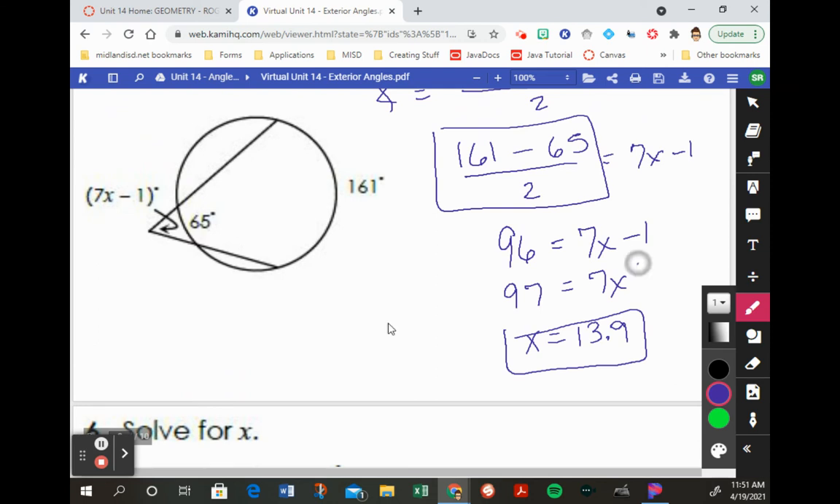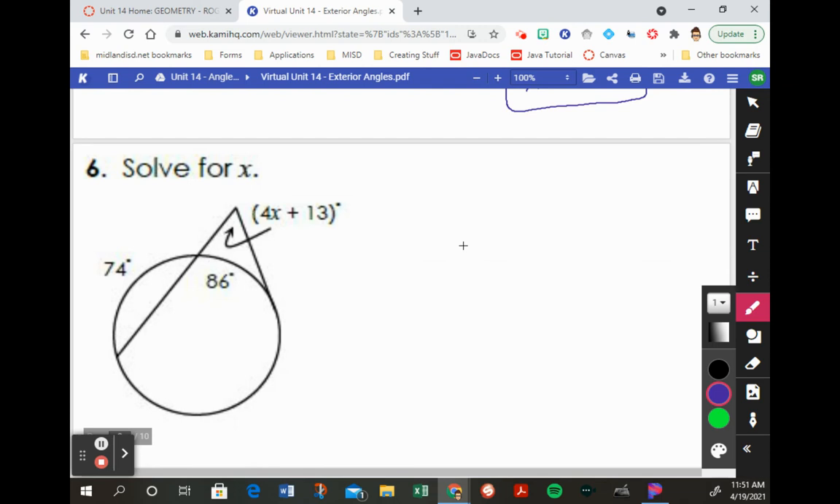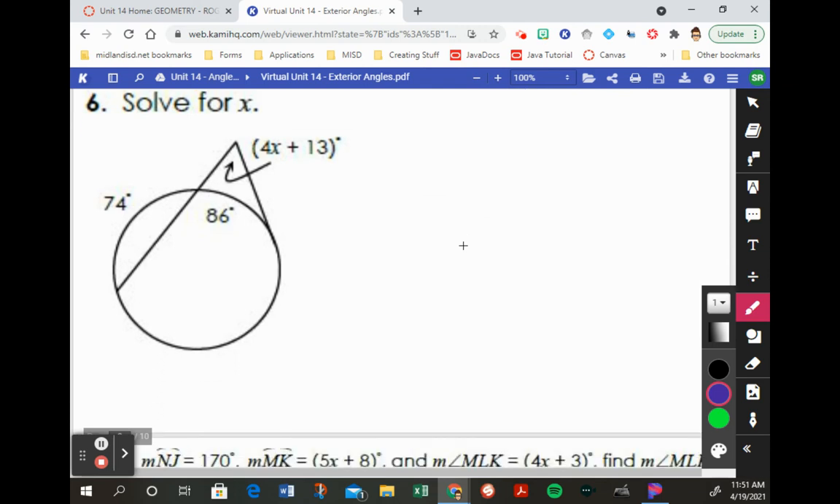I just divided by 7 here. I added 1 to both sides. Okay, what about this one? We've got to do some arithmetic on this one.